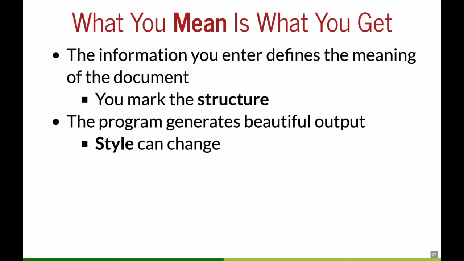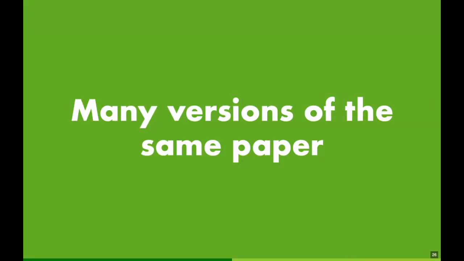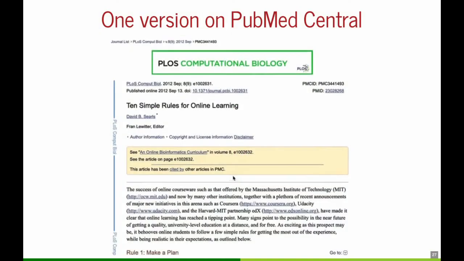So you should not care about what you see. You should care about what you mean, what you want to say. The information that you give to the computer defines the meaning of the document. You have to mark the structure of the document. Then the program can generate beautiful output, and you can change it later. Style can change later. So for example, we can see many versions of the same paper that we just saw. One version is directly in PubMed Central, the database of papers.